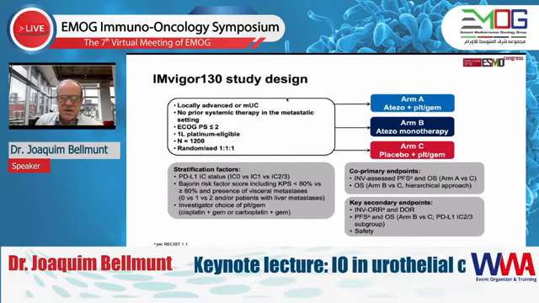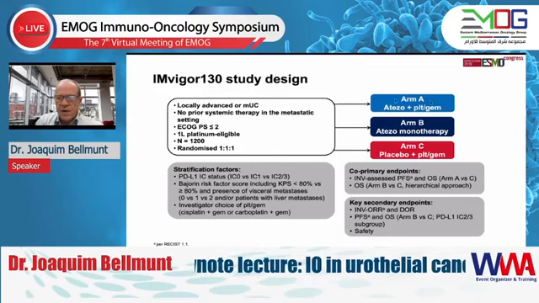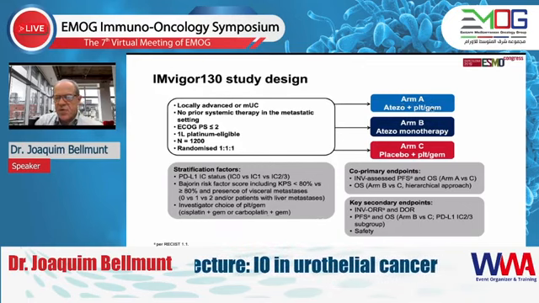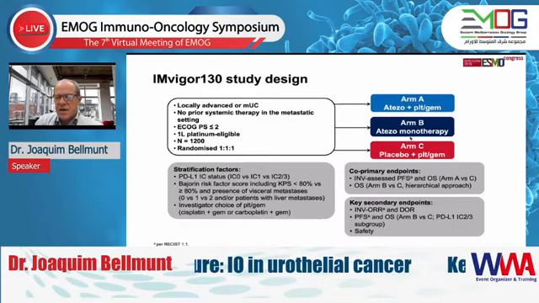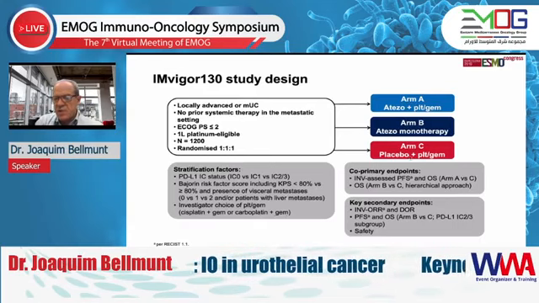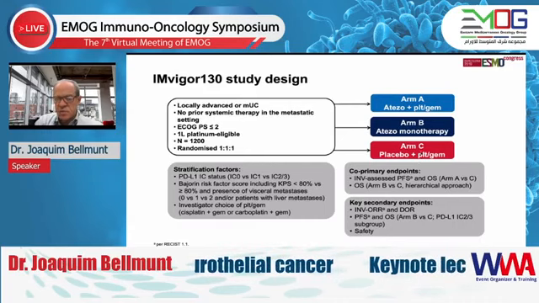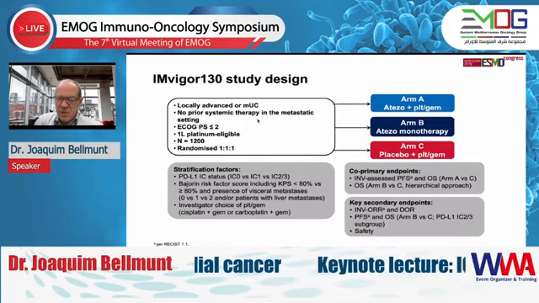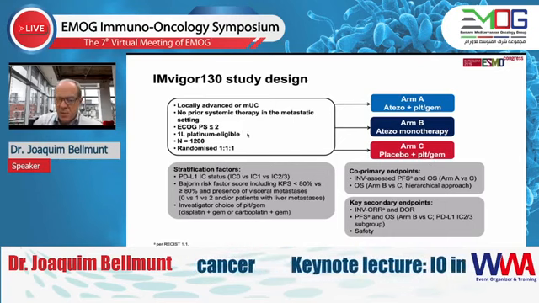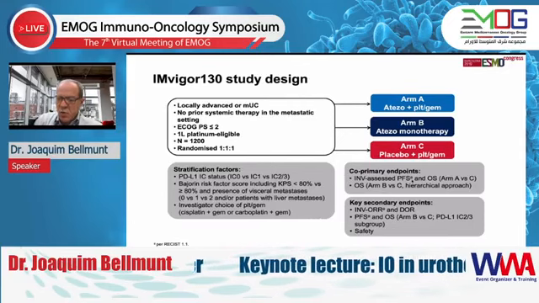You can see here, this is the IMvigor 130, where immunotherapy plus chemotherapy is being compared with immunotherapy monotherapy or placebo plus platinum gemcitabine, and this could be carboplatin or cisplatin. Those are first-line patients, including platinum eligible and platinum ineligible. The primary endpoints were progression-free survival and overall survival.